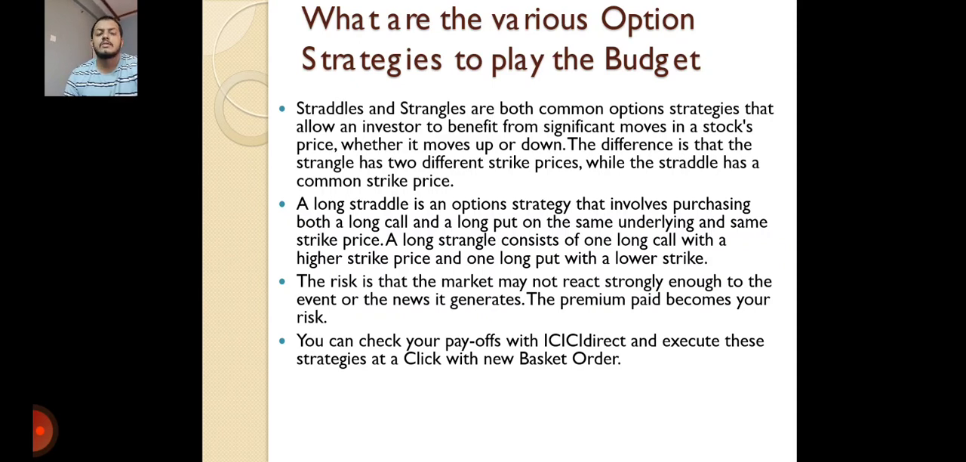A long straddle is an option strategy that involves purchasing both a long call and a long put on the same underlying and the same strike price. A long strangle consists of one long call with the higher strike price and one long put with the lower strike. The risk is that the market may not react strongly enough to the event or the news generated. The premium paid becomes your risk. You can check your payoffs with ICICI Direct and execute this strategy at a click with the new basket orders.